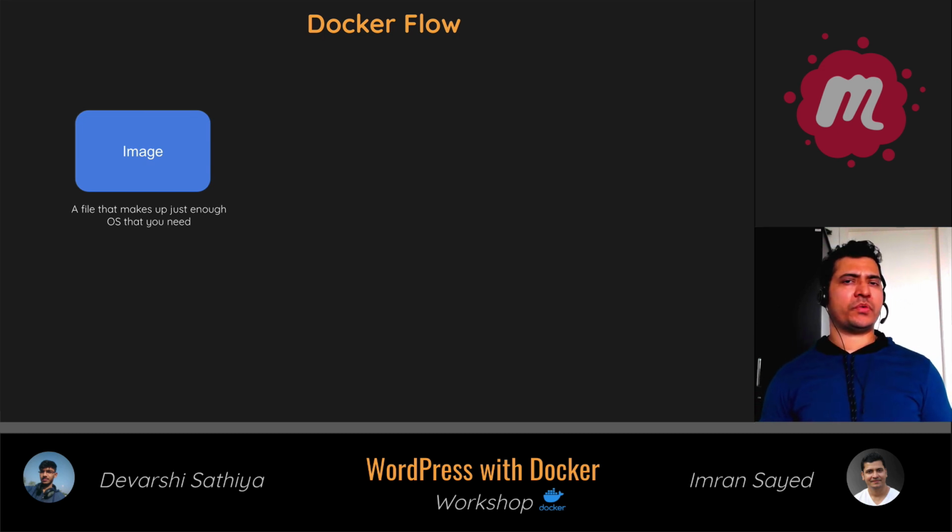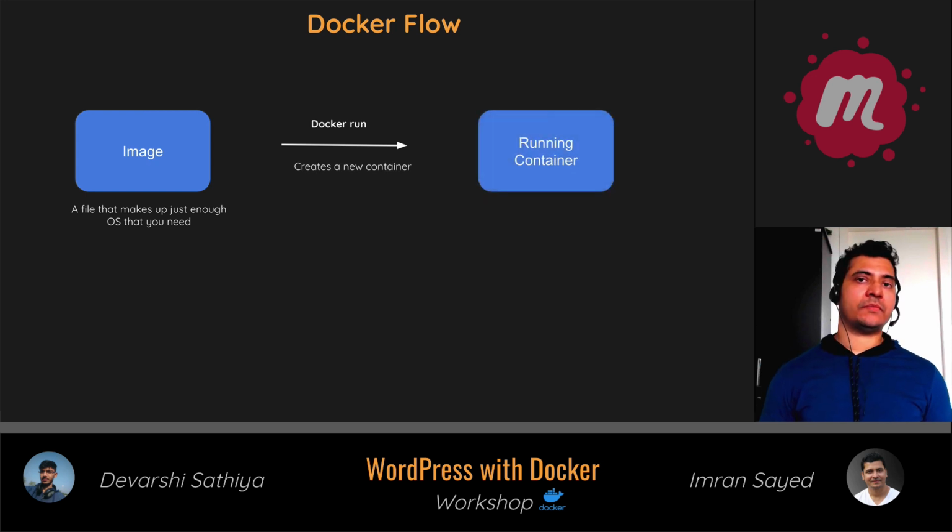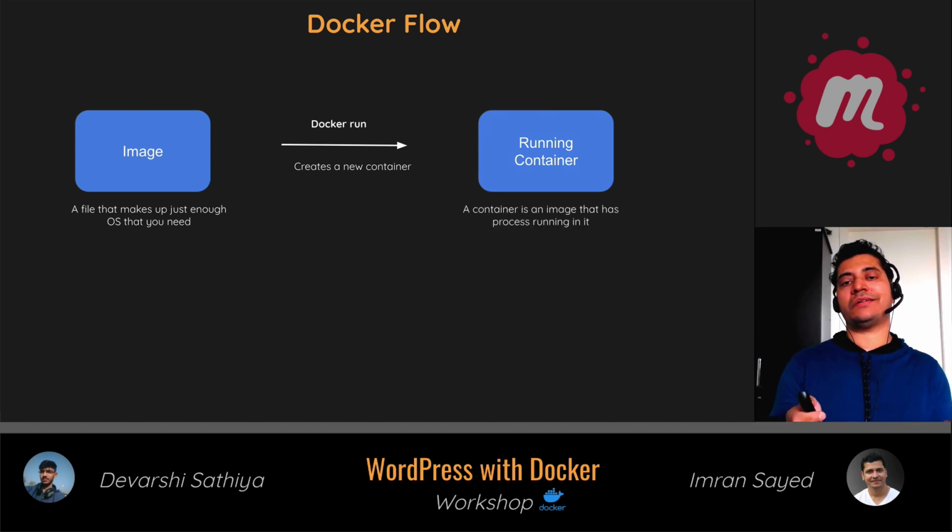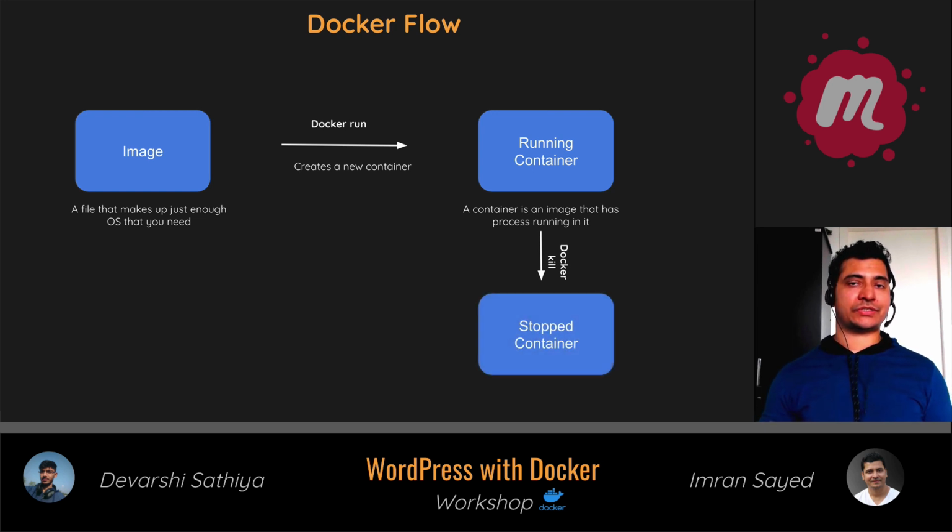So how do we build containers then? Well, when you run a command called docker run, Docker is going to spin up a container for you. And what is actually a container then? Well, a container is nothing but an image which has processes running inside of it. So if you run the docker run command, you will have a running container. And if you want to stop it, you can run a command from your terminal called docker kill.